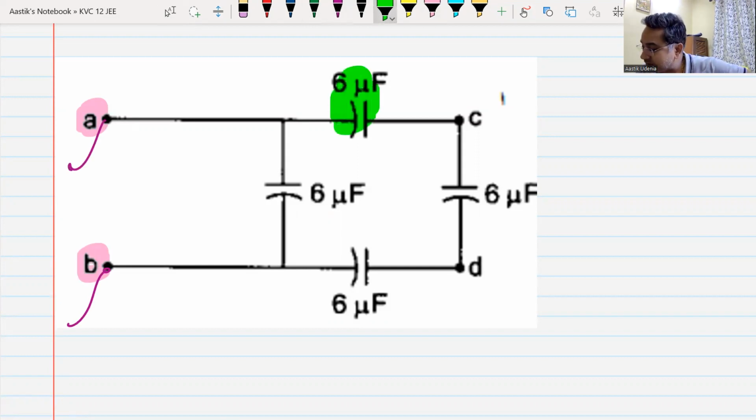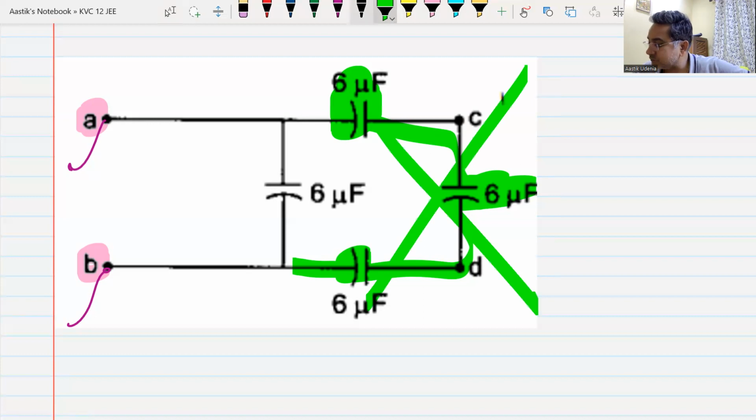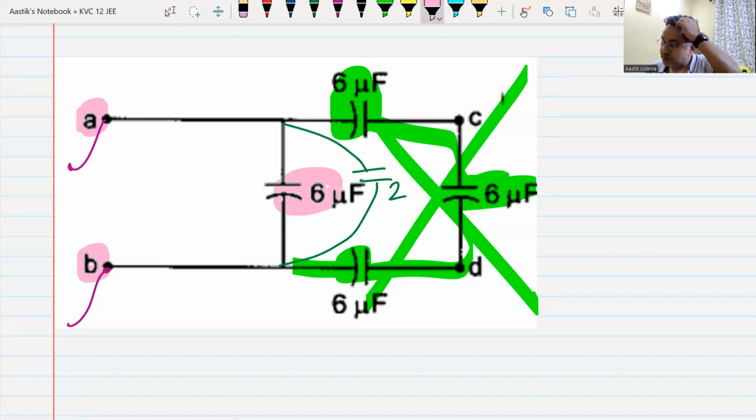So now you see this 6 and this 6, same charge is going to flow through them. So these 3 are in series. 6, 6, 6 are in series. 3 6s are in series. So it will become 6 by 3, 2. So now you can take this off and just put another capacitor whose capacitance is 2. Now you can see this 2 and this 6 are in parallel. So your effective answer becomes 8. We understand this? Yes or no?